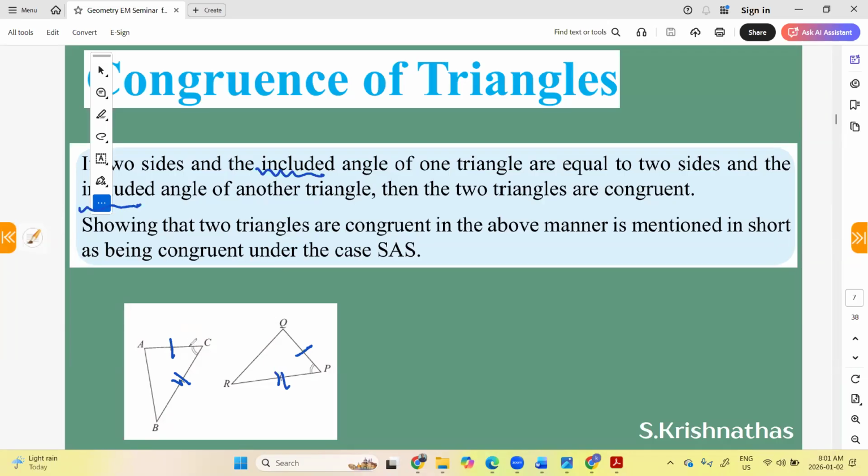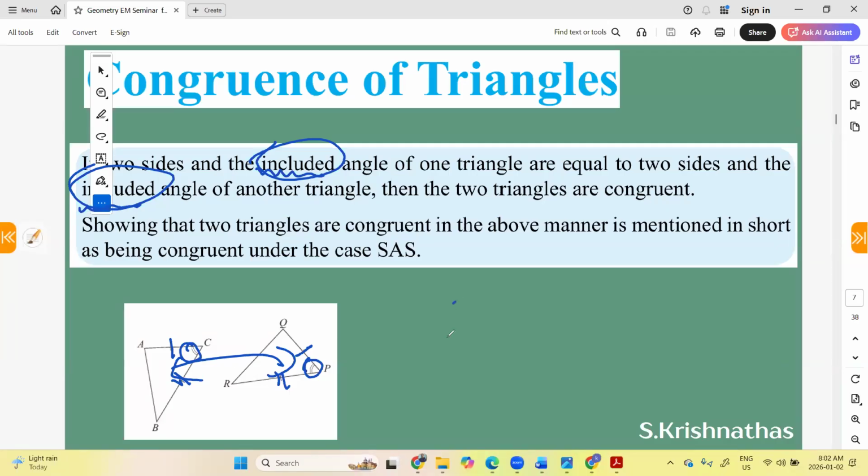If that angle formed by the meeting of these two mentioned sides is equal to the angle formed by the meeting of the corresponding mentioned sides, then these two triangles are congruent. So that is the reason, students, they mention included angle. The included angle, that word is important, right?